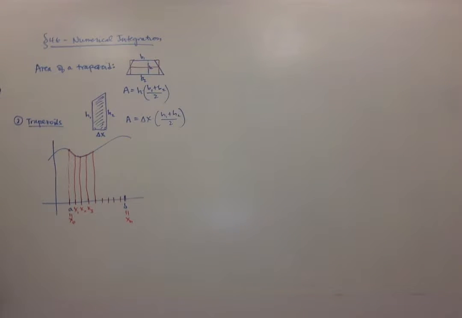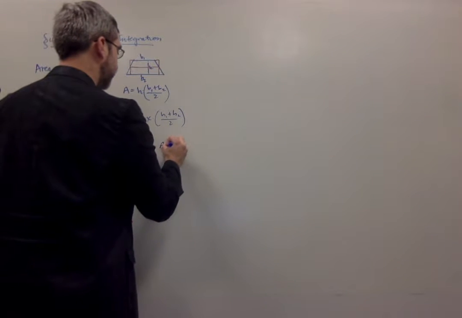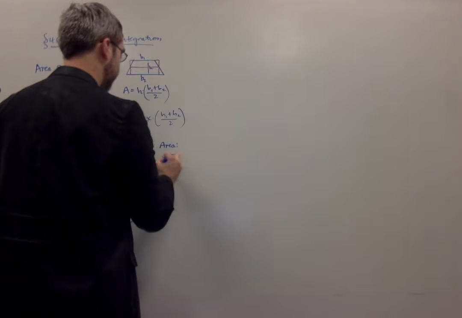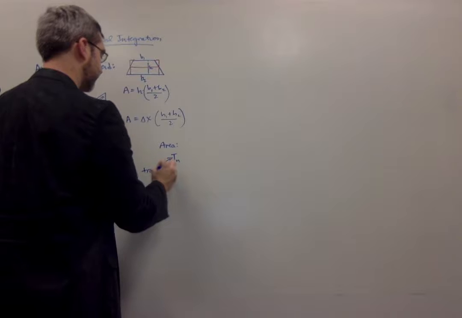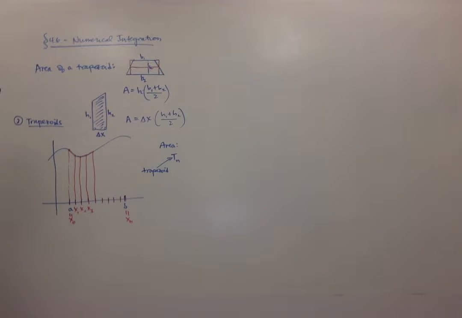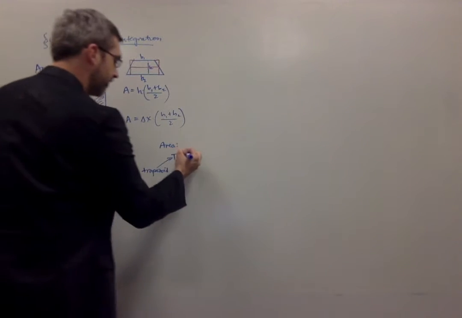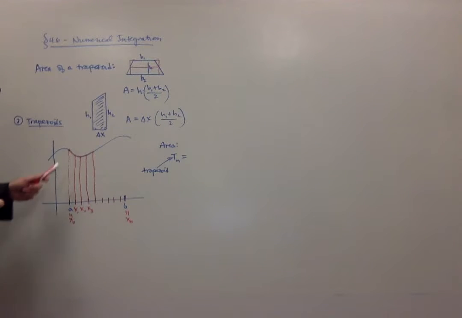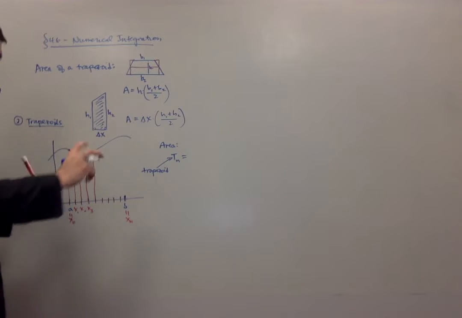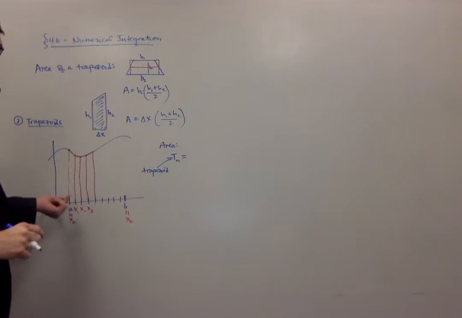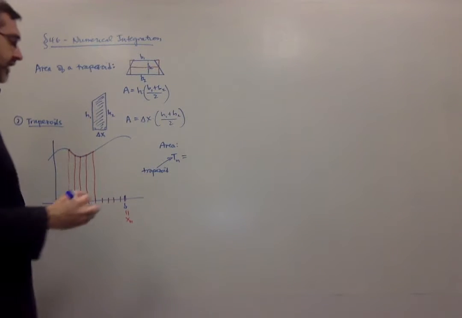So since we're using trapezoids, we're going to signify the area by calling it T sub n. Now the T means trapezoid. We're using n trapezoids. So let's get the area of this first trapezoid, and we're going to get a formula for this. Okay? So the first trapezoid has height, if you're looking at it from 90 degrees, the width here is delta x.